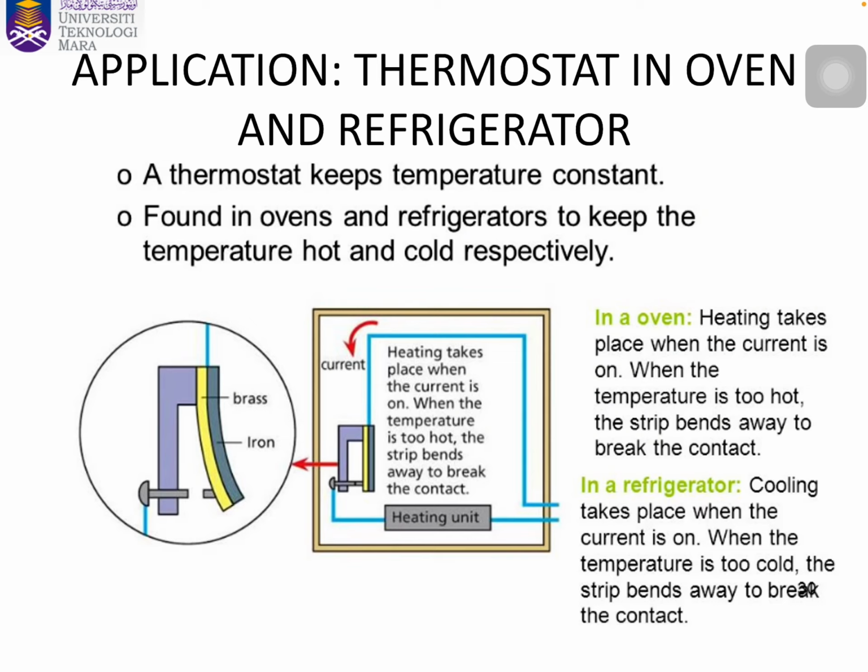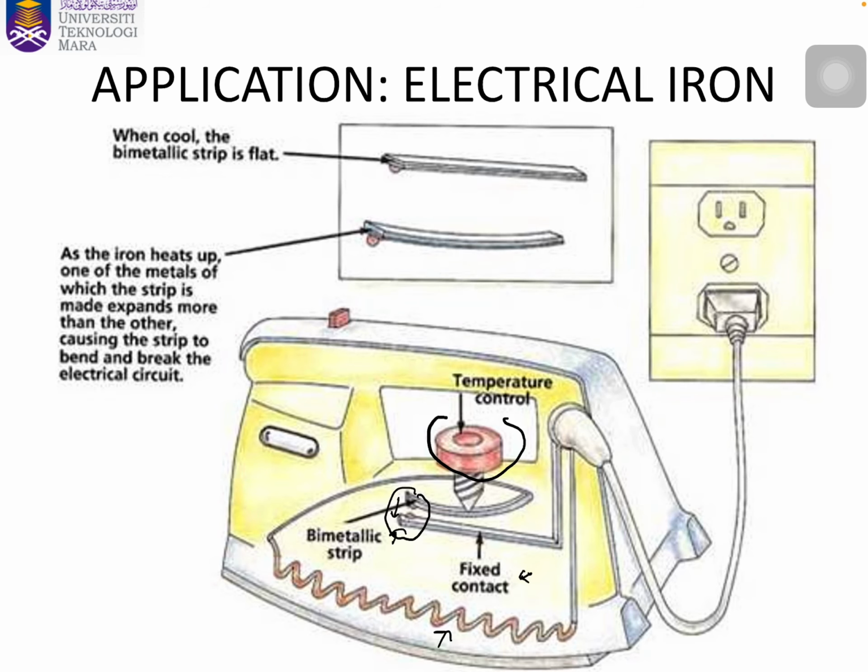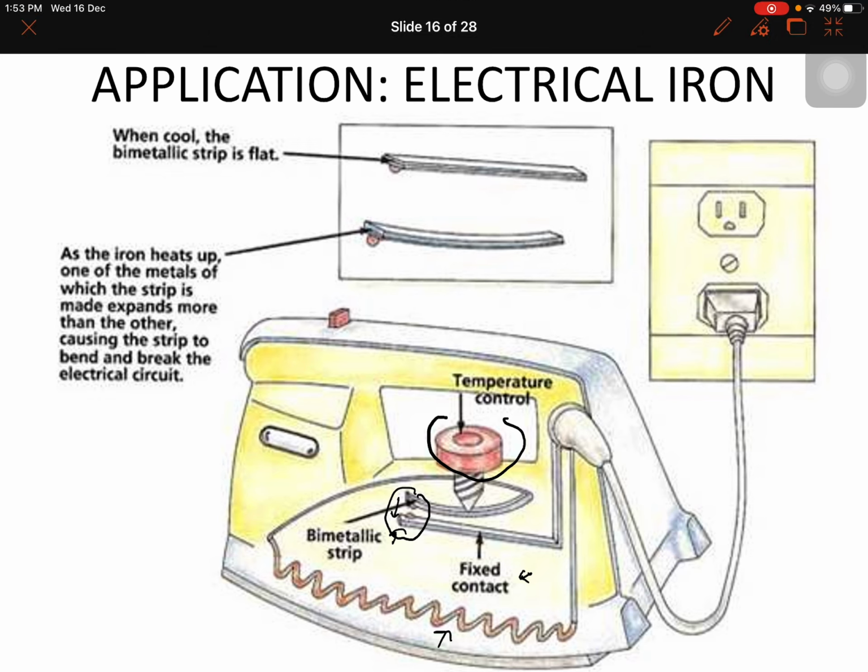However, in a refrigerator, cooling takes place when the current is on. When the temperature is too cool, the strip bends away to break the contact. Okay, next application is the electrical iron.